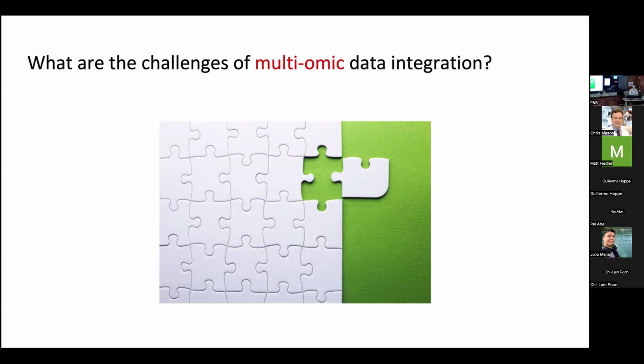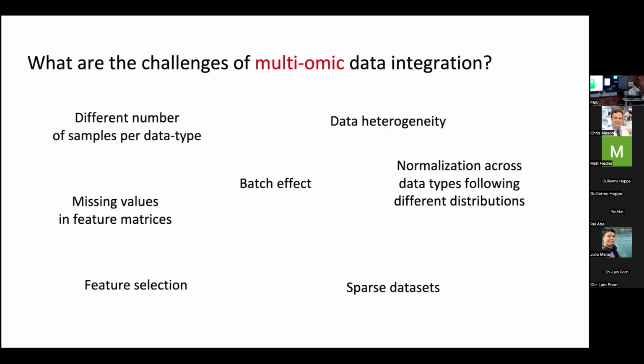Right, and then from the differences in pipelines in wet lab and dry lab also comes the fact that, well, how do you deal with it? Normalization, right? The normalization across data types that follow different distributions is problematic, right? How do you create something that contributes to the model in a similar way?